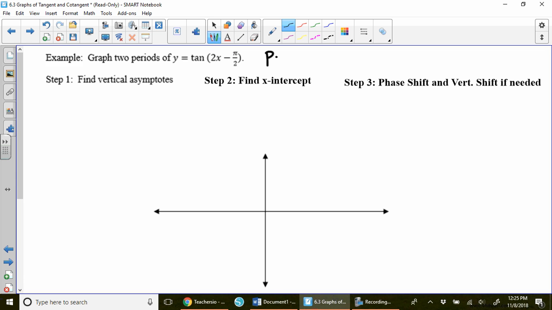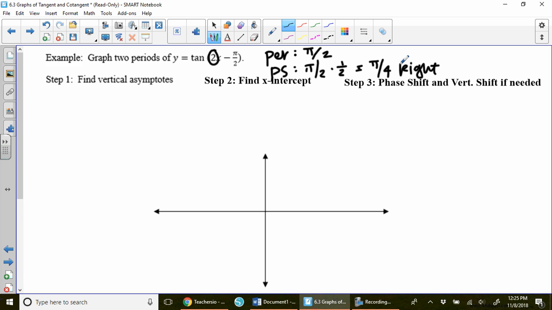So the first thing I'm going to do is go ahead and identify the period and the phase shift. Those are the two things we really need to know to get our x values correct. So the period is pi over b. B is 2. So the period is pi over 2, so this one is half as wide as the normal tangent function. And the phase shift is still c over b, so dividing by 2 is the same thing as multiplying by a half. So this is going to be pi over 4, and I'm moving to the right.